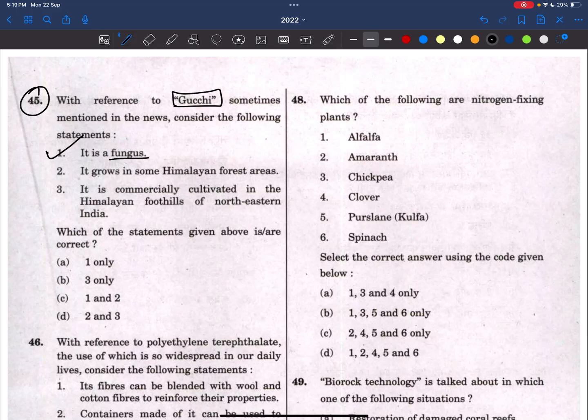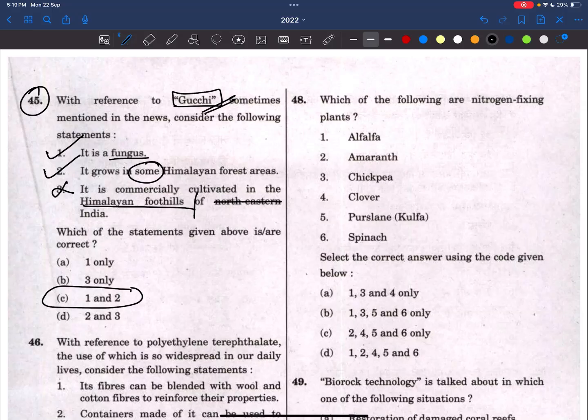It grows in some Himalayan forest areas. Yes, some. So chances are there. I said no, Jammu and Kashmir, this is also a Himalayan region only. It is commercially cultivated in Himalayan foothills. Yes, up to here it is true. Not northeastern India, in the northwest borders, Jammu and Kashmir at that time. It was in news at that time because one NGO, Border World Foundation, has filed for the GI tag application for the Gucci mushrooms. So 3 is wrong, and 1 is right.